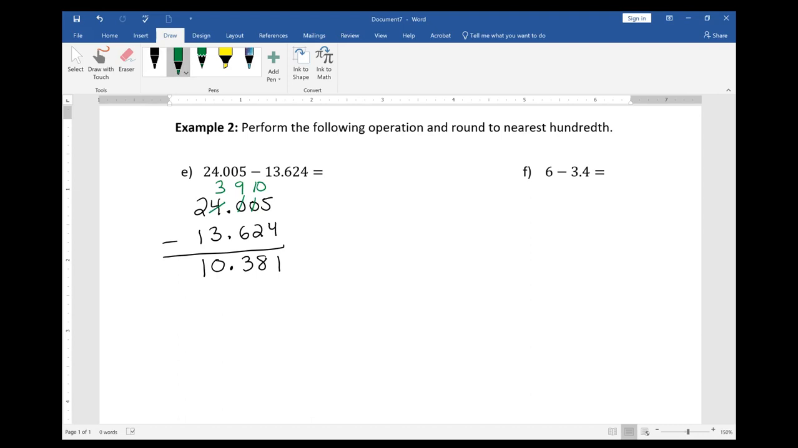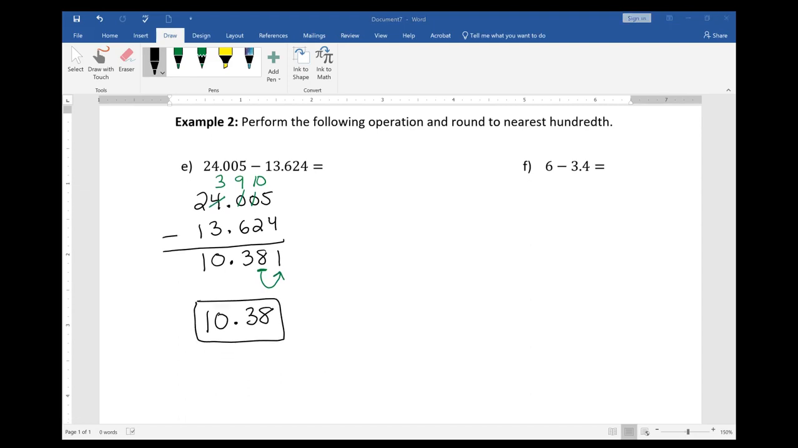So our result is 10.381. Now we have to round to the nearest hundredth. In this case, the 8 is in the hundredths place. Look at the number to the right. That is less than 5. So our result will be 10.38.